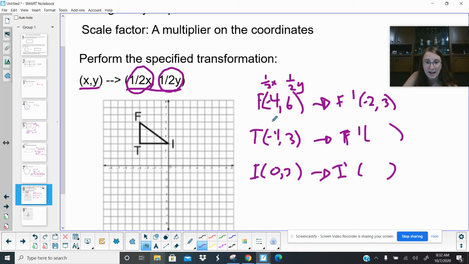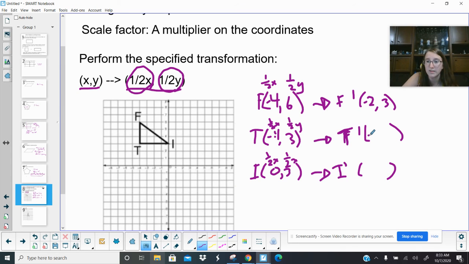I want you to go ahead and try the next ones as well. You are going to end up with some decimals because we do have some odd numbers, and taking half of an odd number, it's going to happen. So go ahead and try to get the points for T prime and I prime. Take the x, multiply by 1/2, take the y, multiply by 1/2. Okay, let's check.